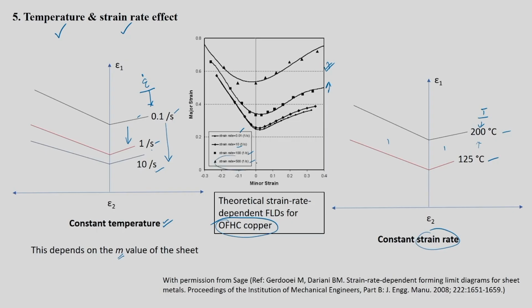Probably one has to look into how the material is behaving, and whether the strain rate is too high to show some better effect on the forming limit. You can see the diamond one is 10 per second, the square one is 100 per second, and this is 500 per second. This is pretty high for strain rate, and the forming limit is quite high in that case. So it also depends on the material. One has to be a little careful in understanding this effect, but otherwise this is generally the effect of temperature and strain rate.